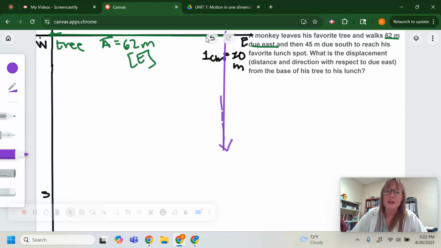So then this next vector is going to be vector B. Do make sure to keep a little arrow on the end. You'll notice that my arrow was off center there.